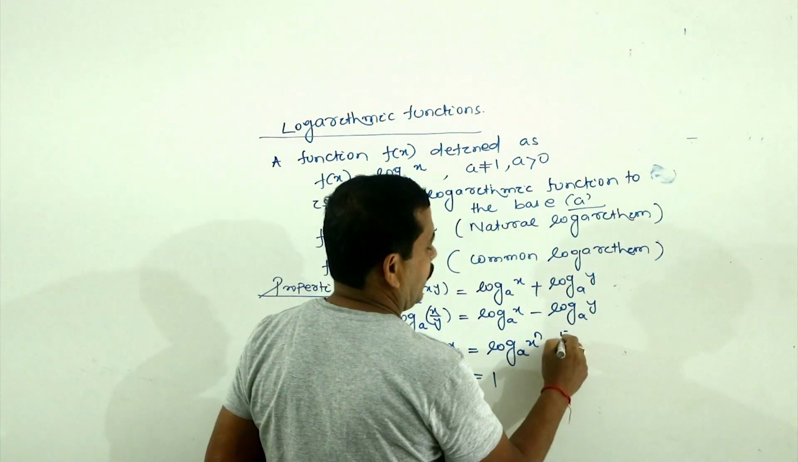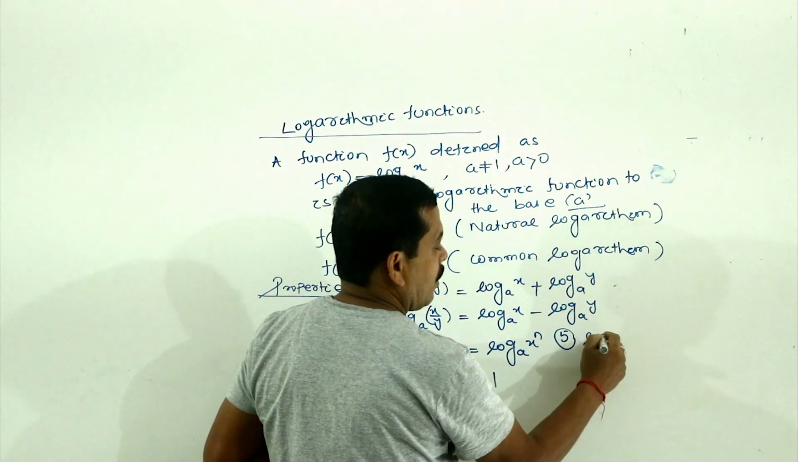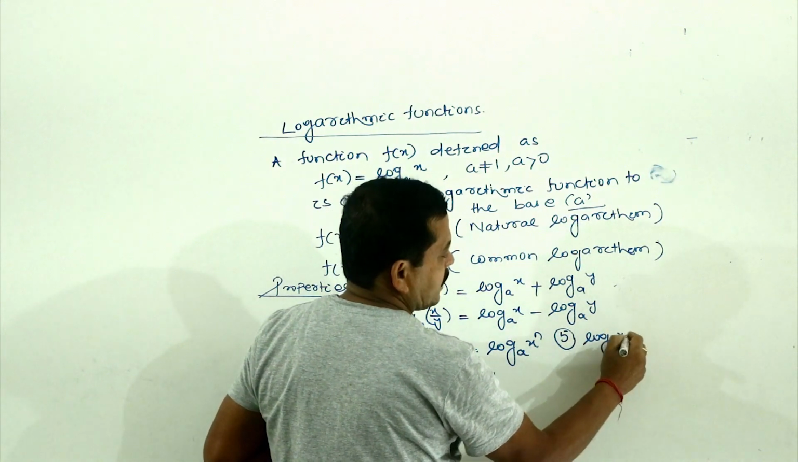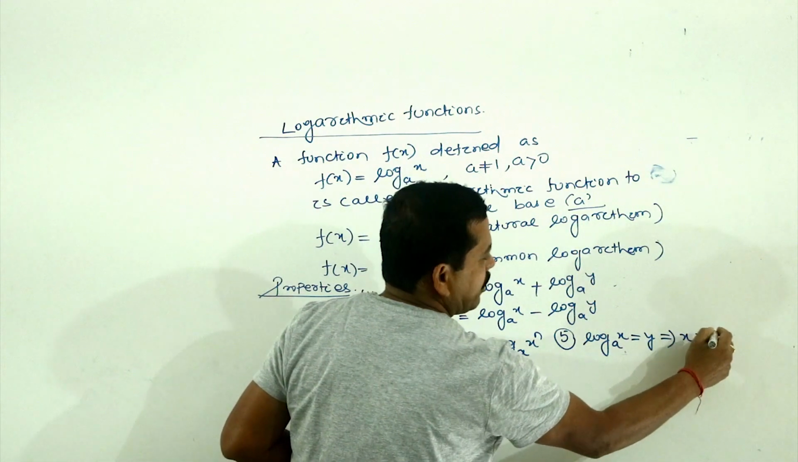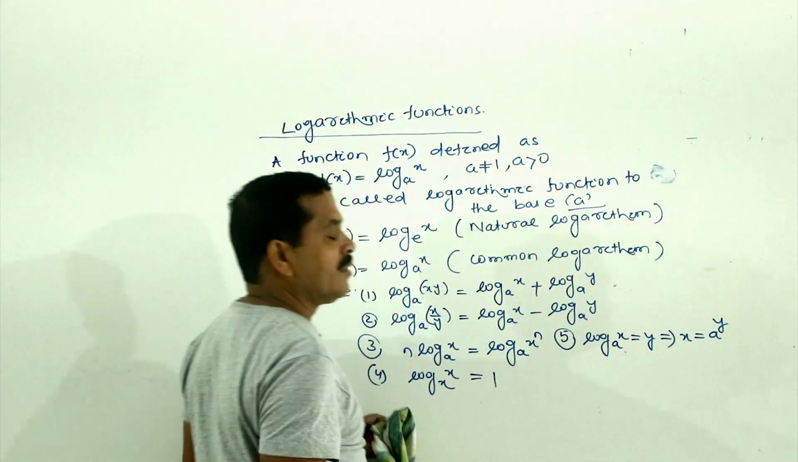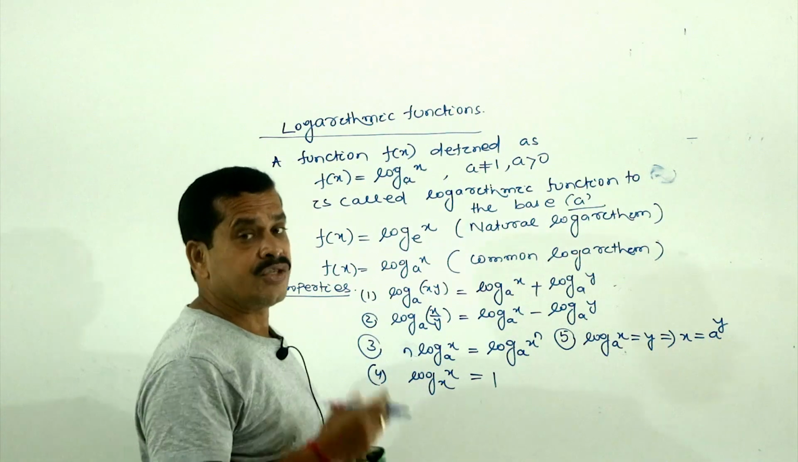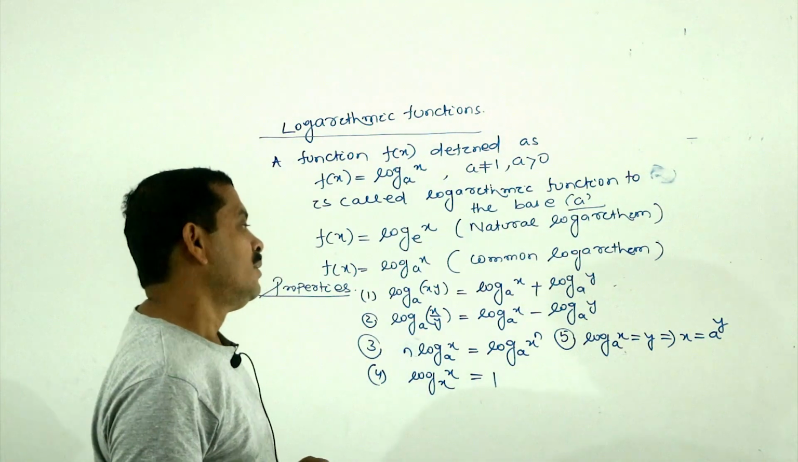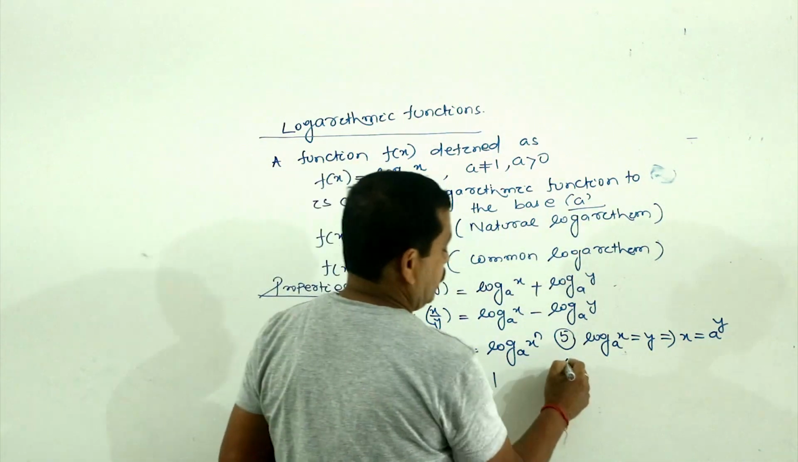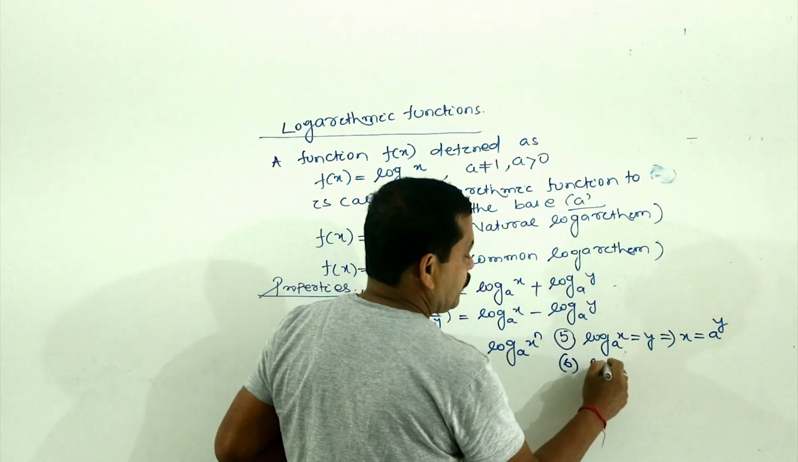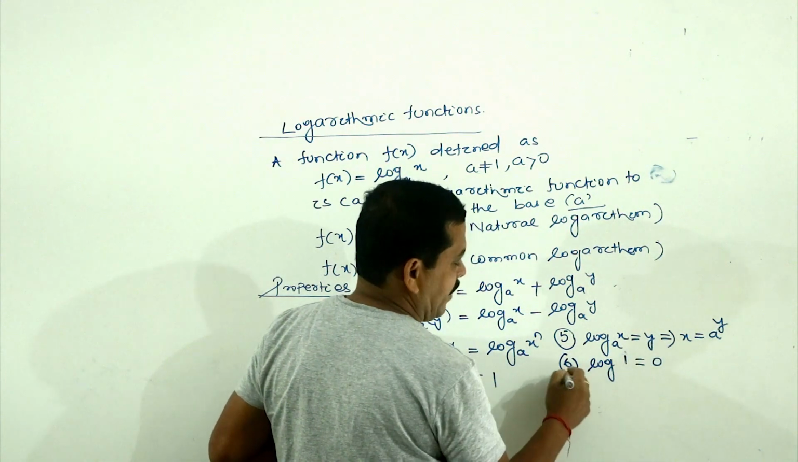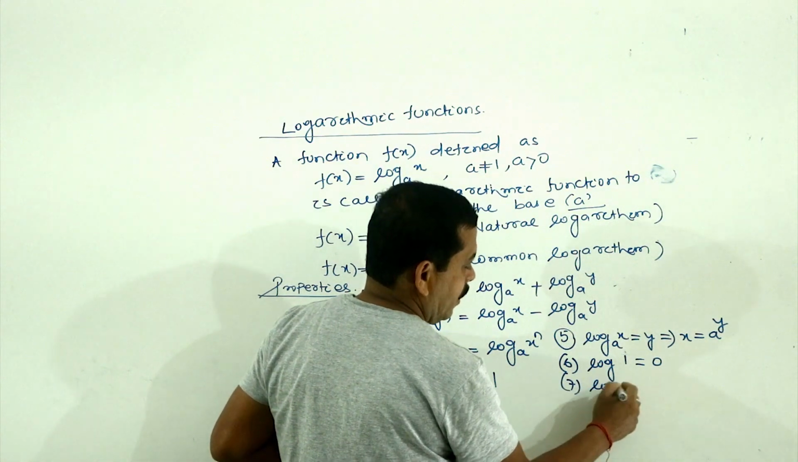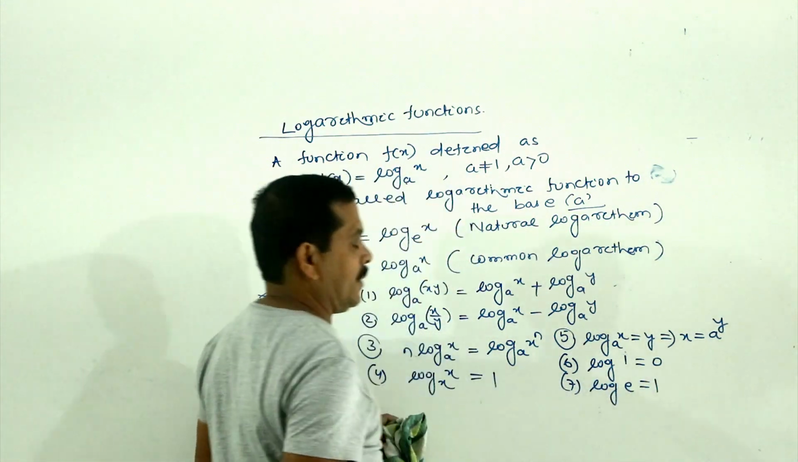Number 5, log x base a equals y implies x equals a to the power y. Very important and also fundamental. Number 6, log 1 equals 0. Number 7, log e equals 1.